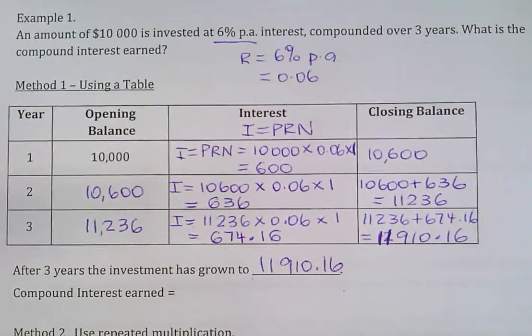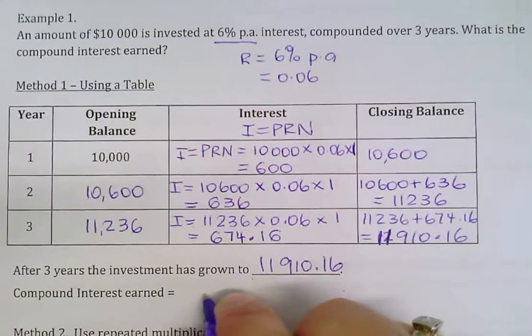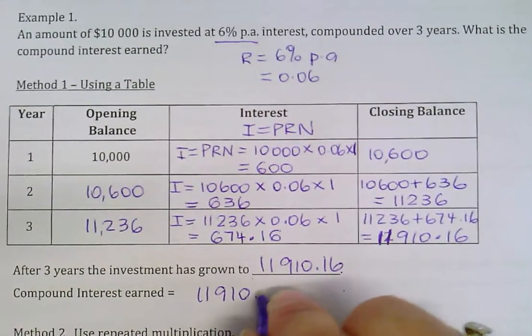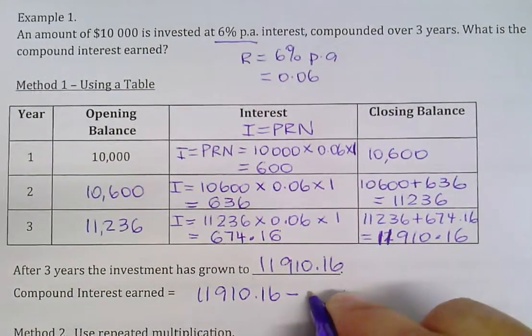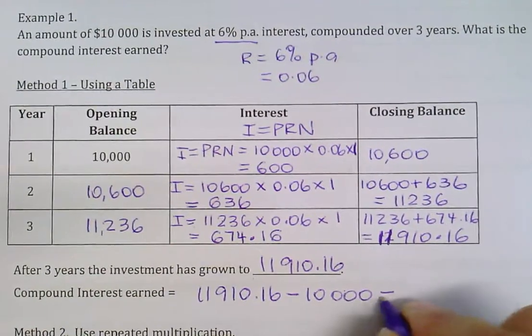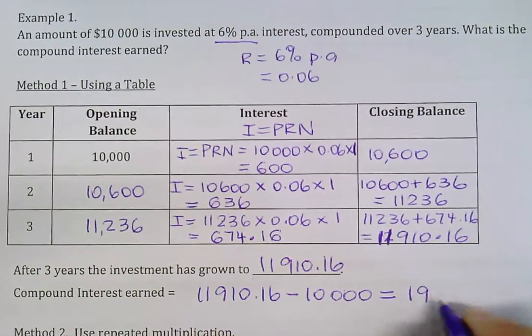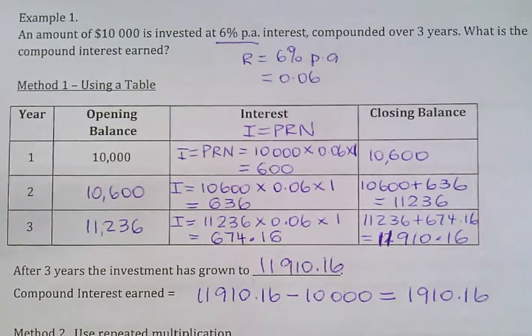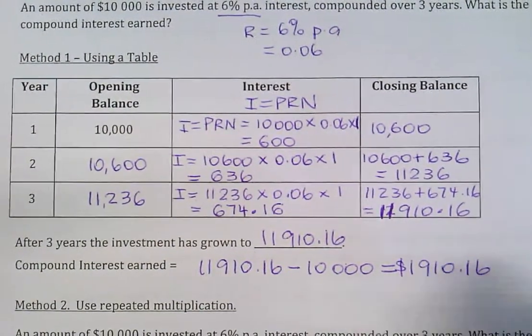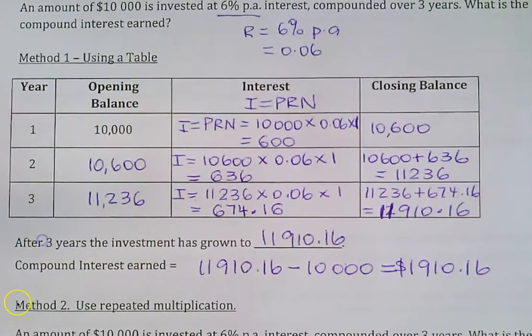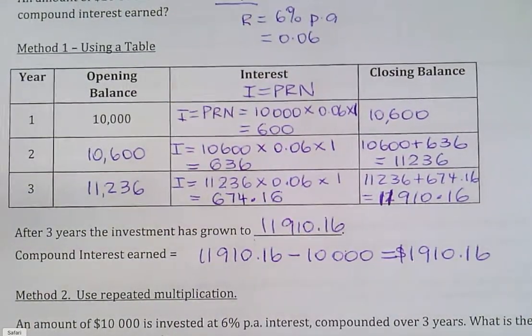So after 3 years, your investment has grown to $11,910.16. So what is the compound interest earned? How much interest did you earn over 3 years? 11,910.16 minus 10,000, which is $1,910.16.